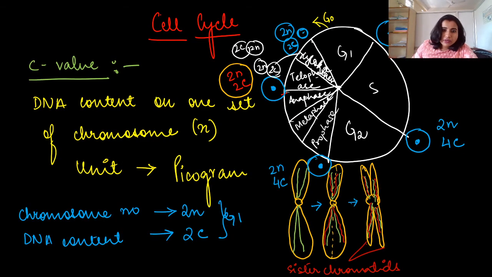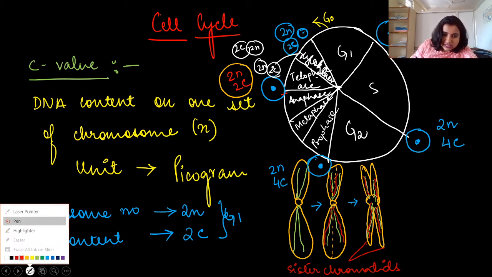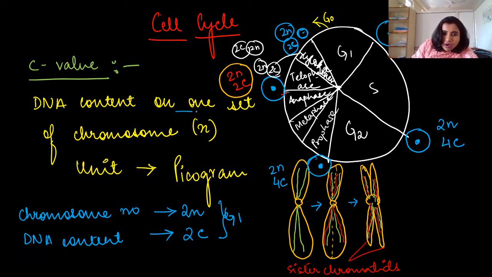Today in this class we'll be discussing the C value. So what is C value? C value is basically the total DNA content of a cell, or of one set of chromosomes. We call it C value.